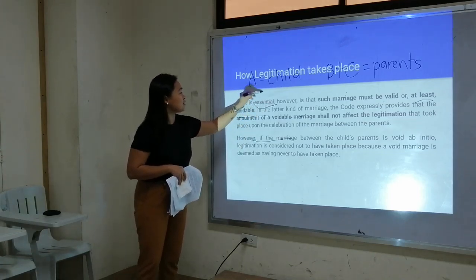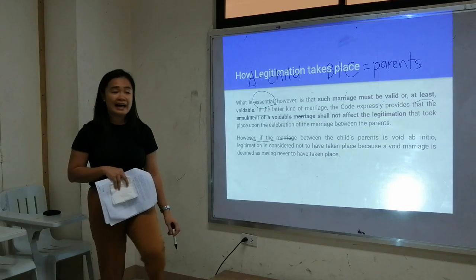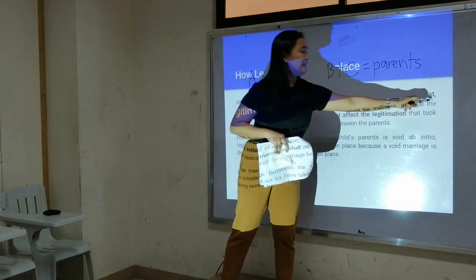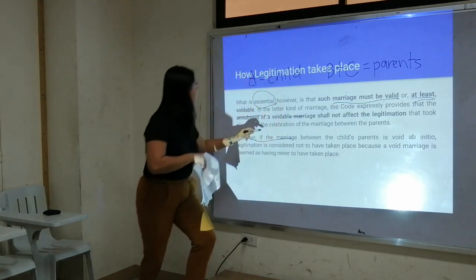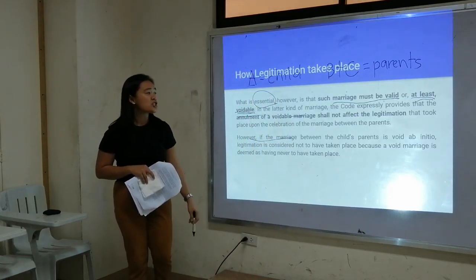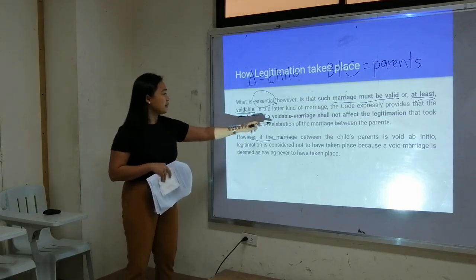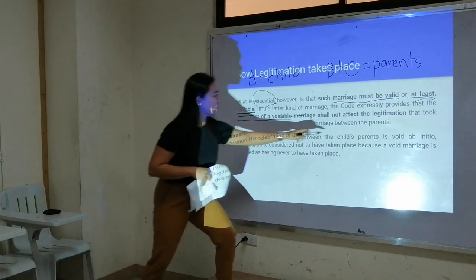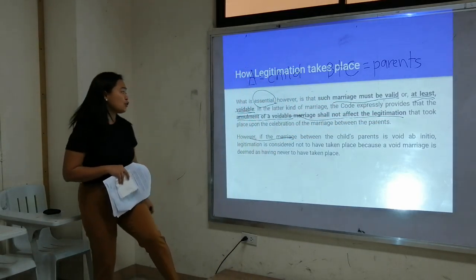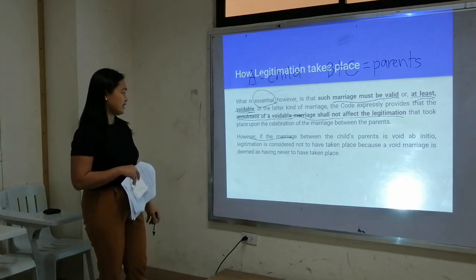What is essential, kindly note, guys, is that such marriage must be valid or at least voidable. In the latter kind of marriage, the Family Code expressly provides that the annulment of a voidable marriage shall not affect the legitimation that took place upon the celebration of the marriage between the parents.